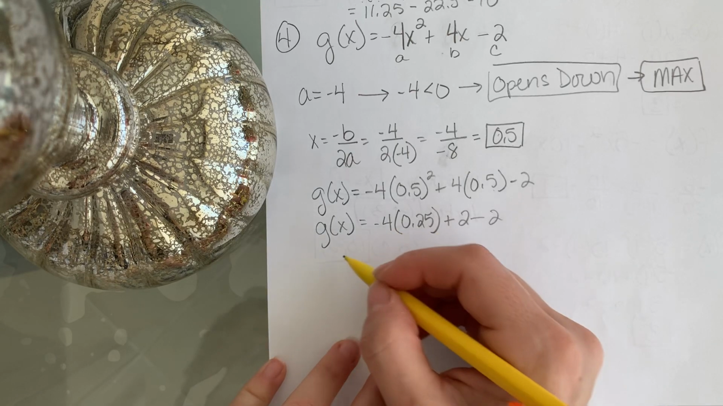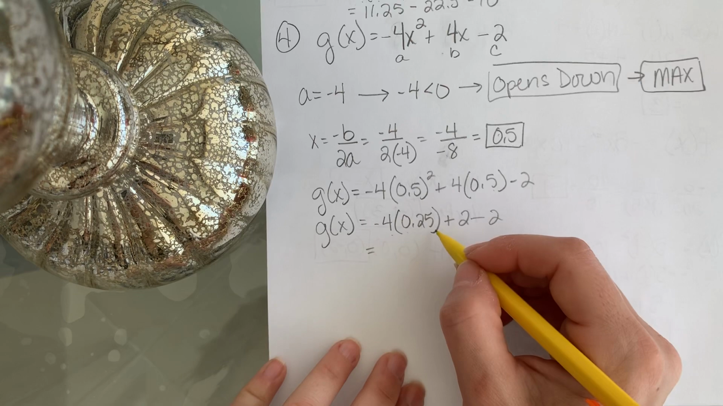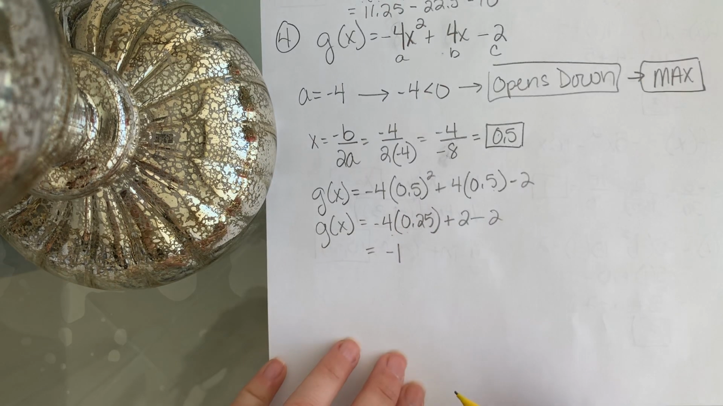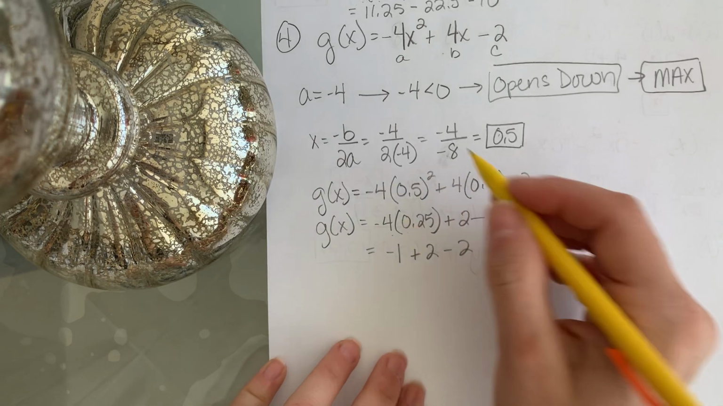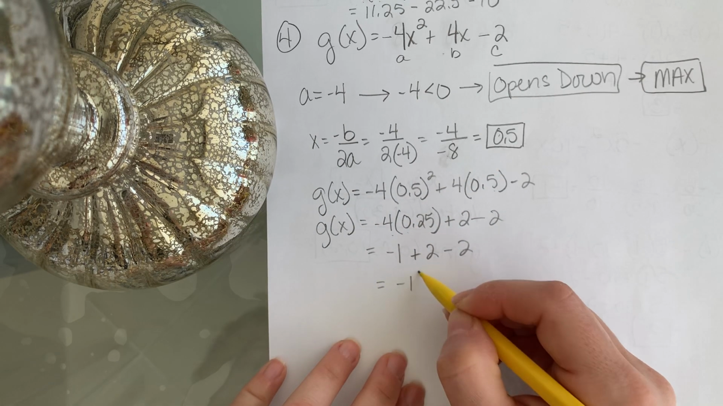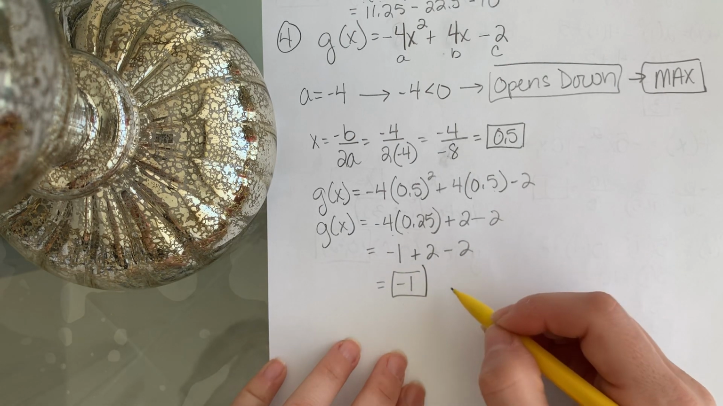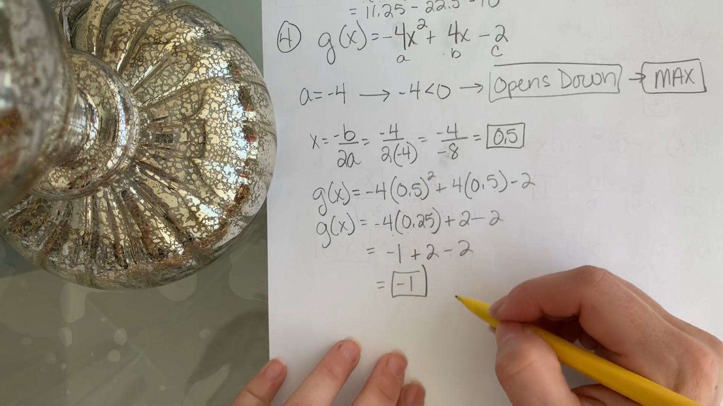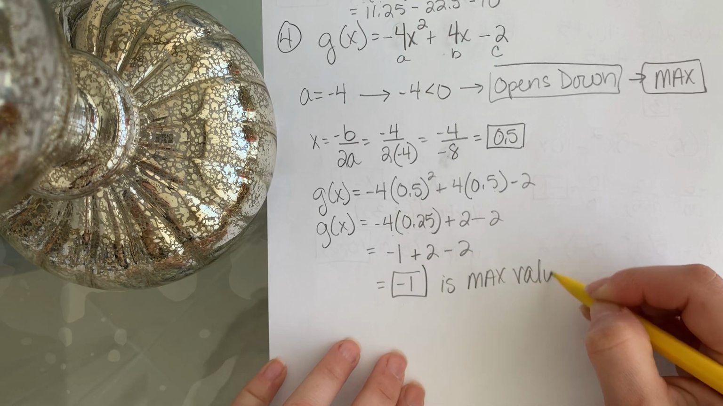So now you have to calculate this multiplication. Negative 4 times 0.25 is negative 1. Plus 2 minus 2. So now you have no more decimals, nice whole numbers, which gives you a value of negative 1. So what does that mean? That means negative 1 is your max value.